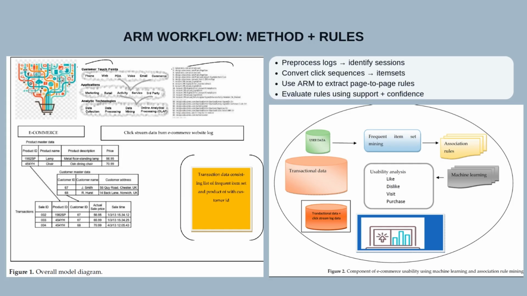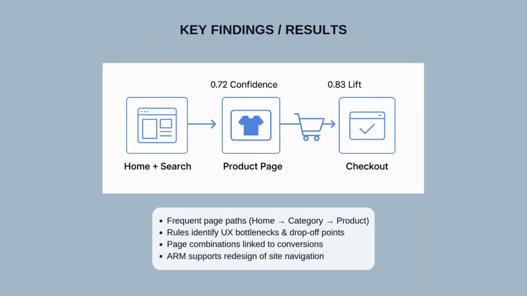They start by pre-processing the raw web logs, removing noise and grouping everything into user sessions. Each session is then turned into a sequence of page visits, and then Apriori is run on those sequences to generate navigation rules. An example of this is a rule like home plus search tends to lead to a product page. These rules basically highlight the common and reliable user paths through the website.